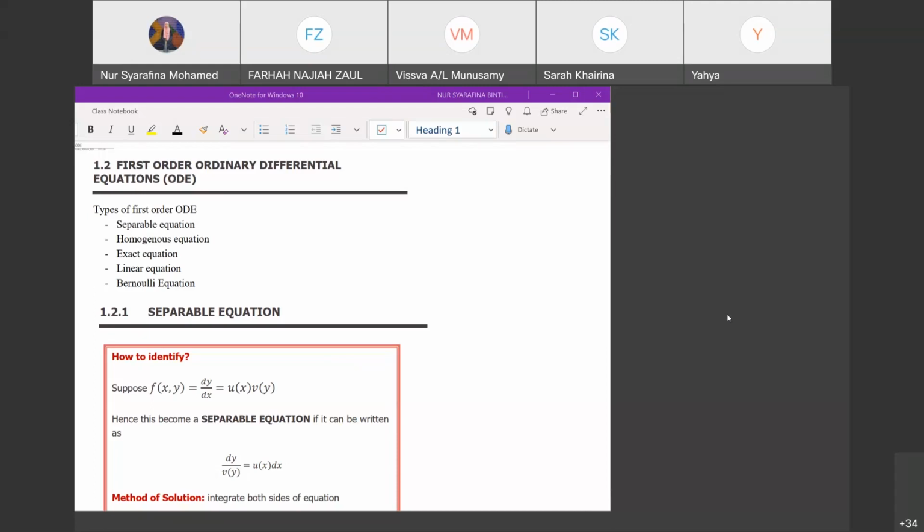So from the notes, I believe all of you got the notes already. As you can see here, there are 5 types of first order differential equation. Actually there are many types, but we just focus on these 5 for your syllabus: separable equation, homogeneous, exact, linear, and Bernoulli. So let's start with the separable equation first. How can we identify this separable equation?